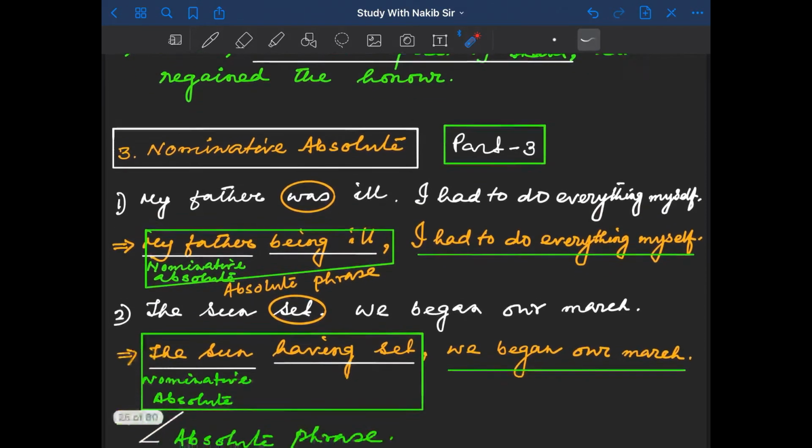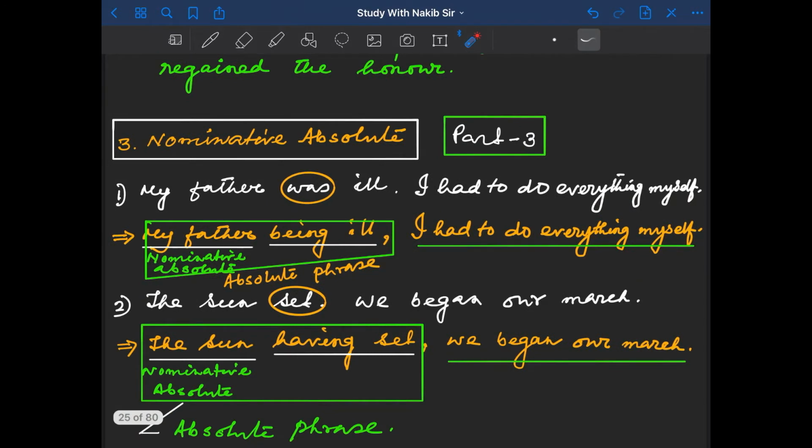Now see the next example. The sun set, we began our march. The second sentence is sounding like an effect. So keep the second sentence first in the combined form. See, we began our march. Written. Now come to the first sentence. I told you the first sentence and the second sentence are different sentences. The subject of the first sentence and the subject of the second sentence are not the same.